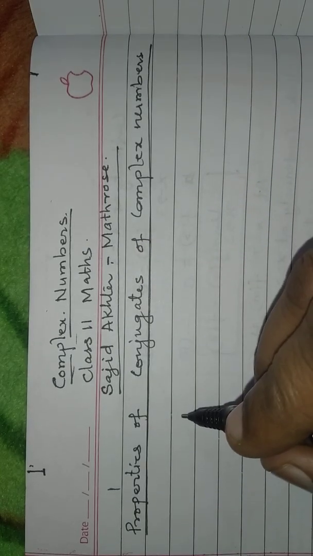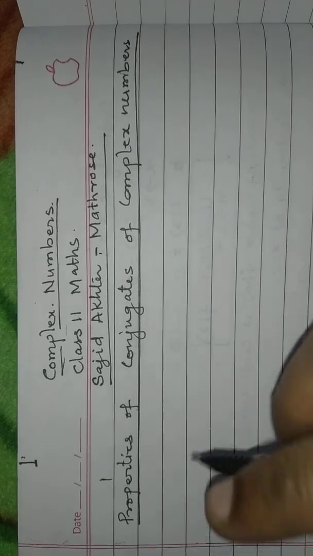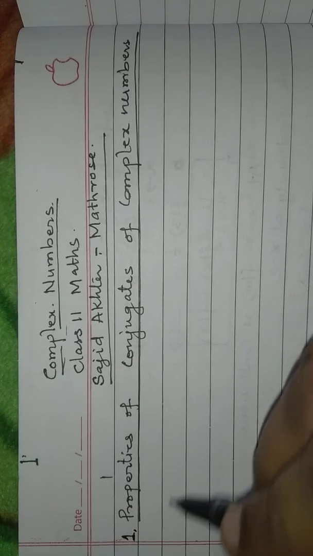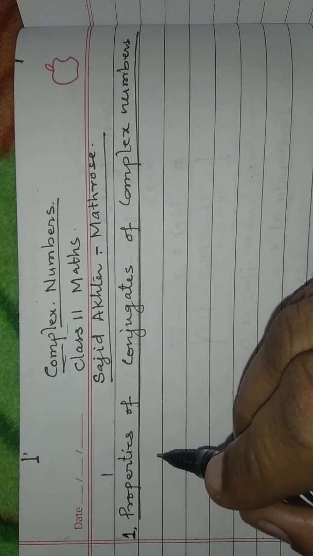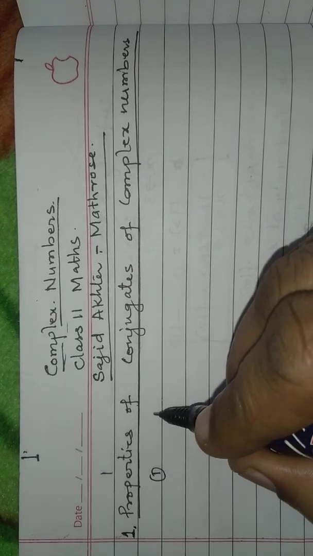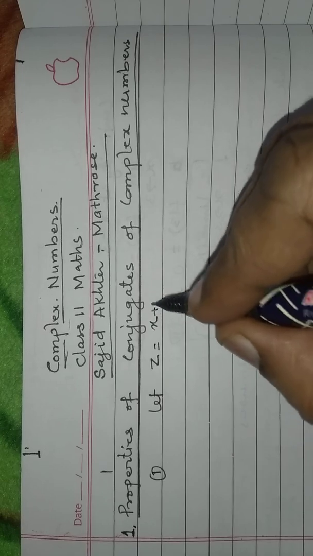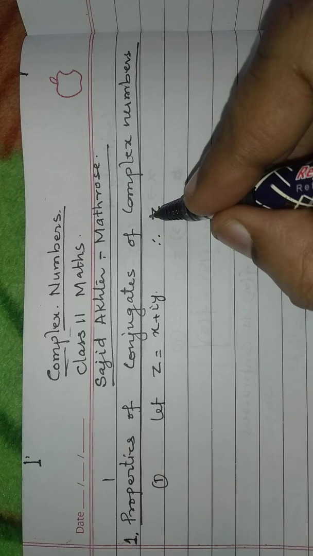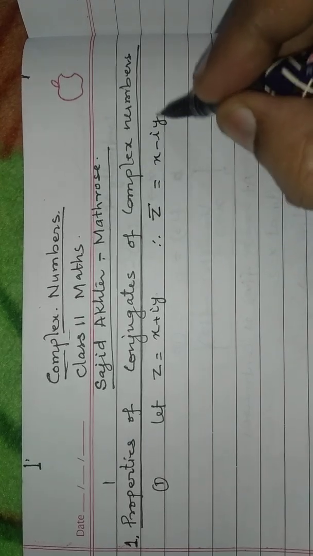So, here we are explaining the algebra of complex numbers, in which I am discussing first the properties of conjugates of complex numbers. As you know, let z is equal to x plus iy. Therefore, the conjugate of z is denoted by z bar, x minus iy.